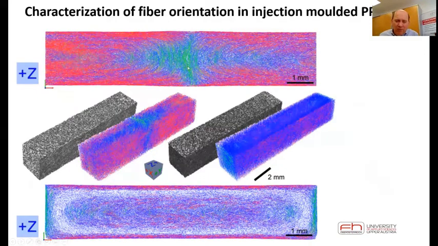We have here at the top a weld line. So the two halves of the melt are coming together, and you see there is a melt line. So the fibers are mainly oriented in the green direction. So this is the Y direction. And on the bottom, we have another bar. And here we have no weld line. You see that the fibers are mainly oriented near the surface, parallel to the surface. And in the center, we have this central orientation.